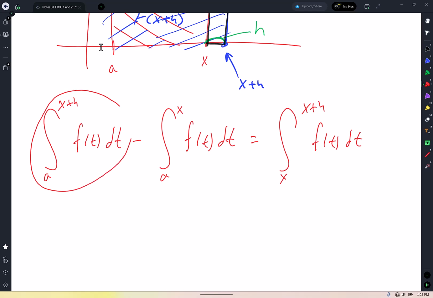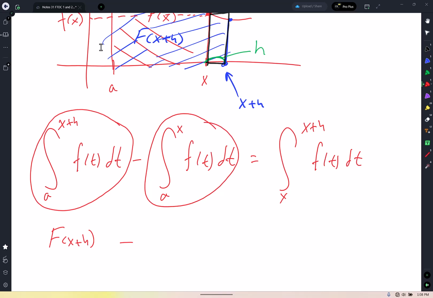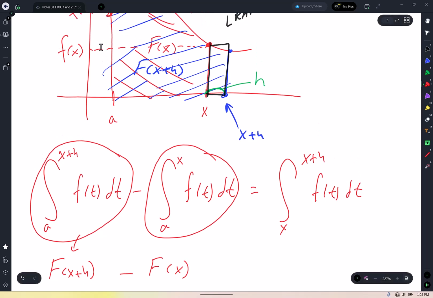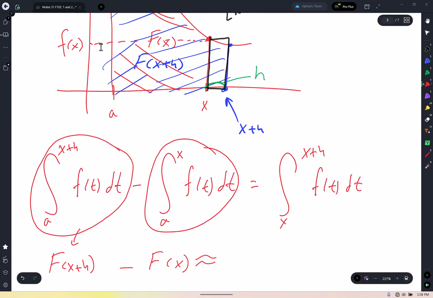This expression here was just capital F of x plus h, minus this expression here, which was just capital F of x. And I want the area under that curve. So it's approximate because we're using LRAM, right? It's not exact. It's a rectangle. So the area under that curve is approximately x plus h minus x, so that's going to be h times LRAM. So the height of that rectangle is f of x.